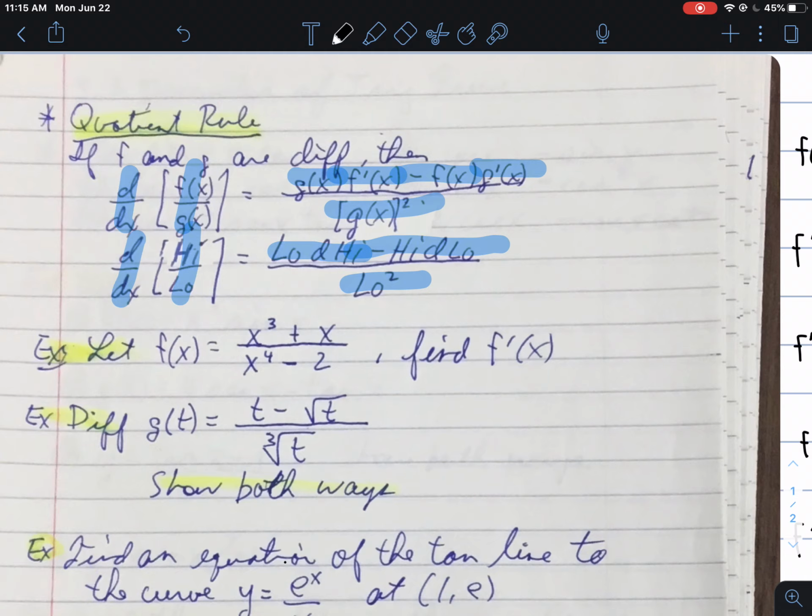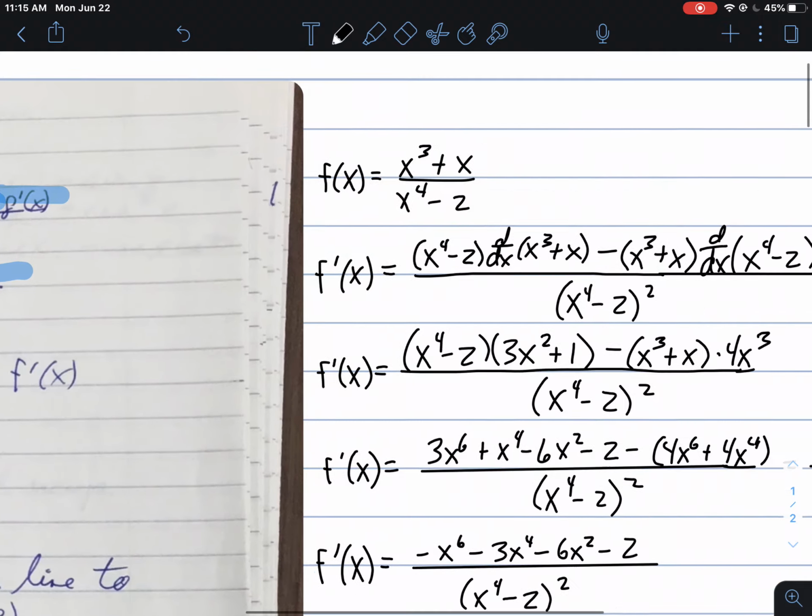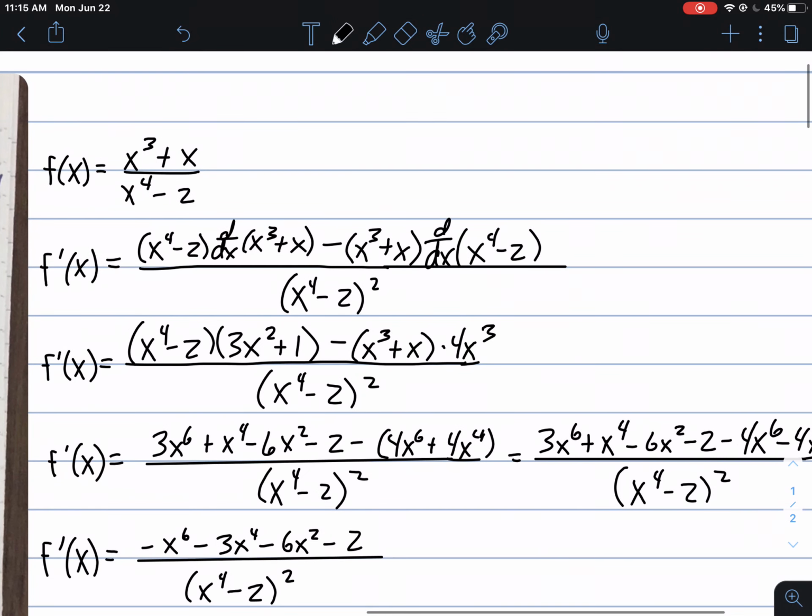So let's take, for example, then the first one I have is f of x equals x cubed plus x over x to the fourth minus 2. Let's find f prime of x. So like I said, sometimes there is no choice. That's a fraction. There's nothing I can do to simplify that. You could try factoring. You could try maybe breaking it up. But again, there's nothing that can be done there. So there's no choice here in terms of the process that I have to use.